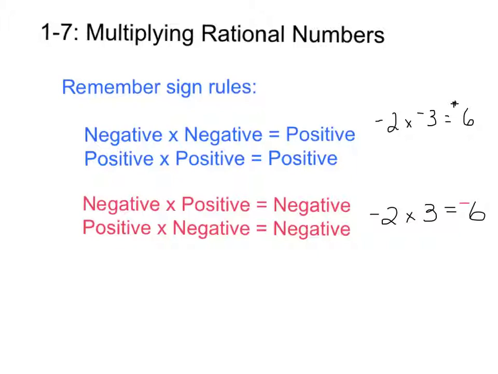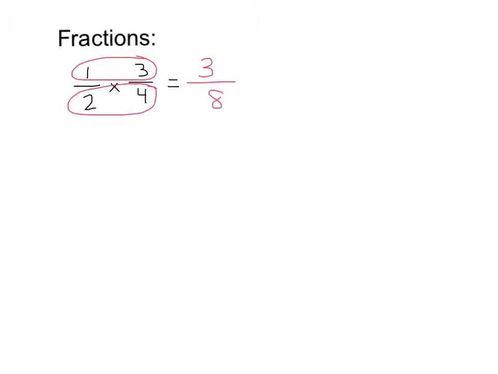So let's review how to multiply fractions. When I'm dealing with fractions, if I have something simple like 1/2 times 3/4, basically I'm just going to multiply straight across the top. 1 times 3 is 3. I'm going to multiply straight across the bottom. 2 times 4 is 8.